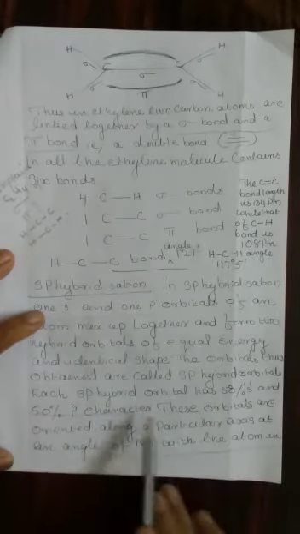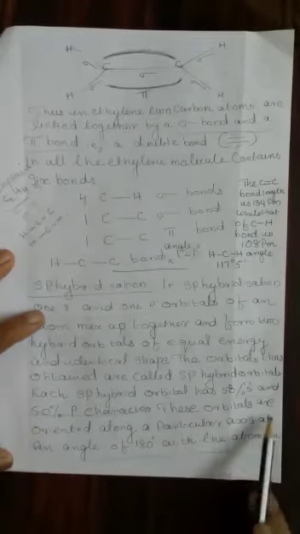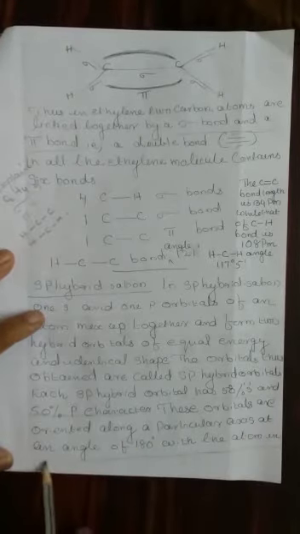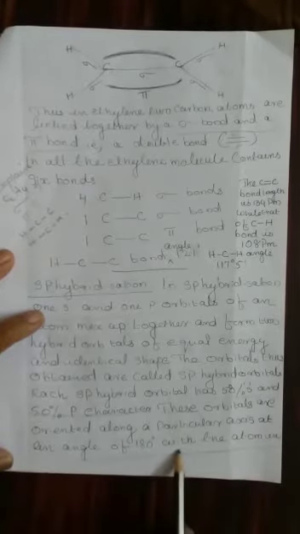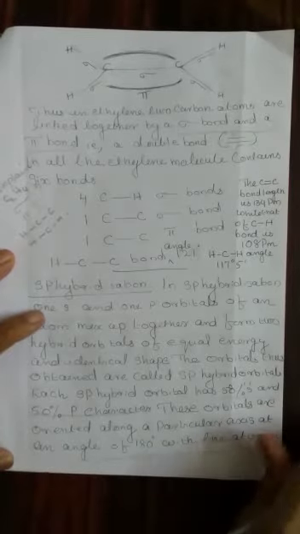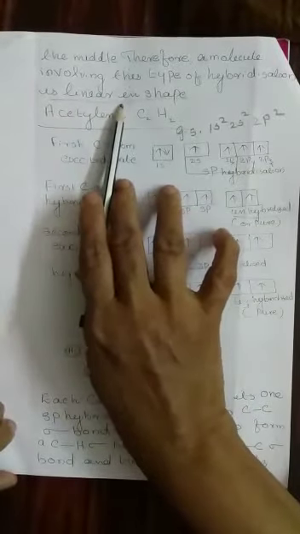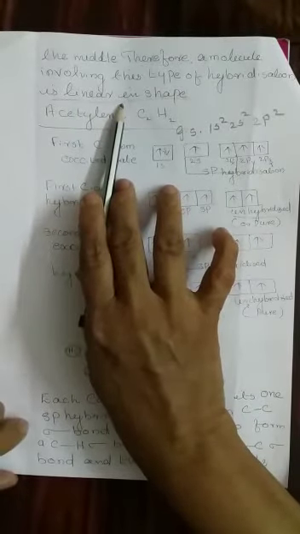Fill in the blank question. These orbitals are oriented along a particular axis at an angle of 180° with the atom in the middle. Therefore, a molecule involving this type of hybridization is linear in shape. Another fill in the blank question or choose the correct answer.